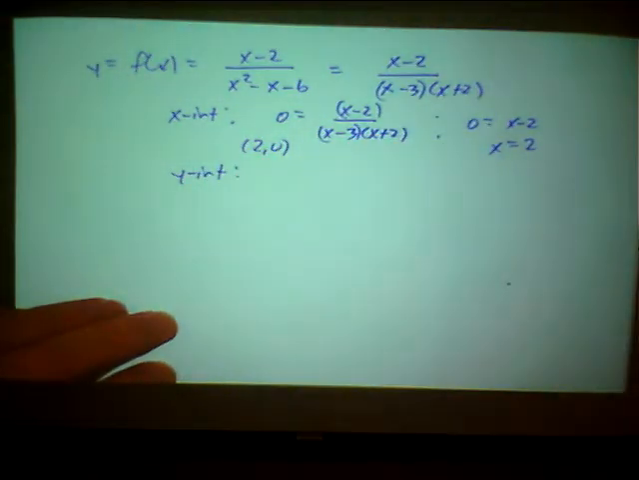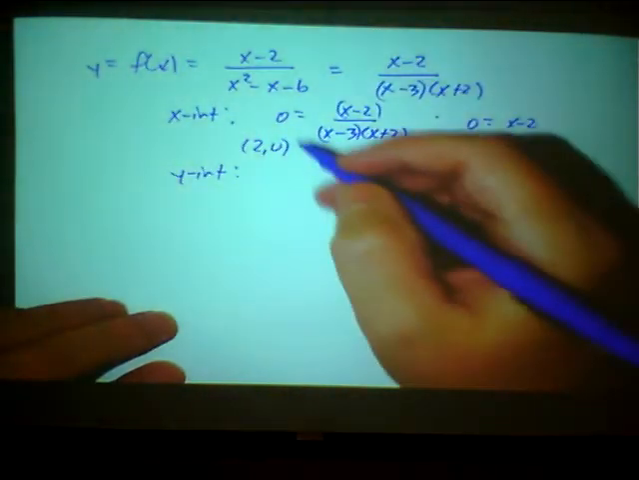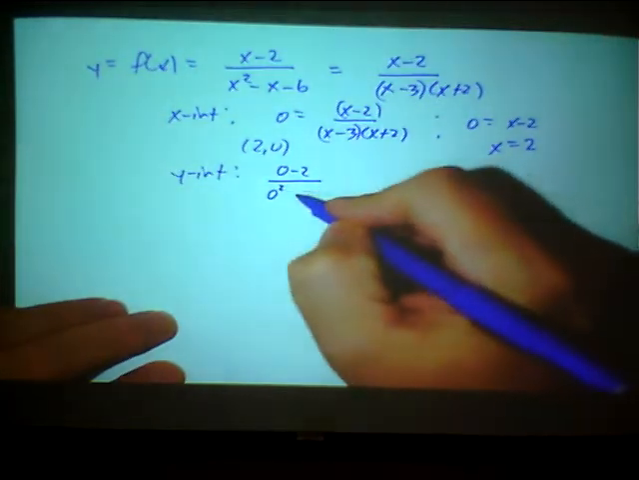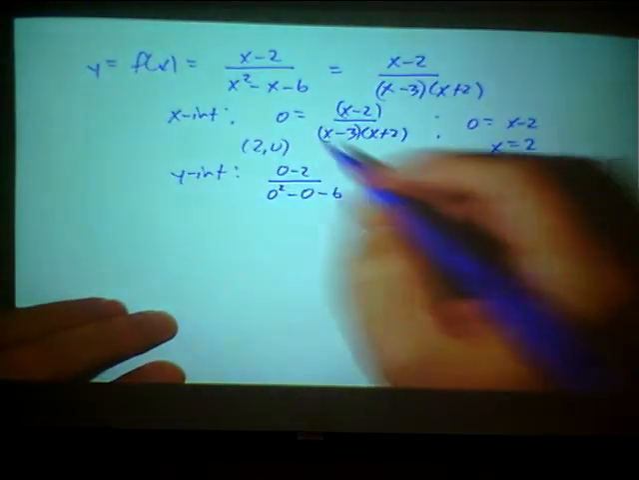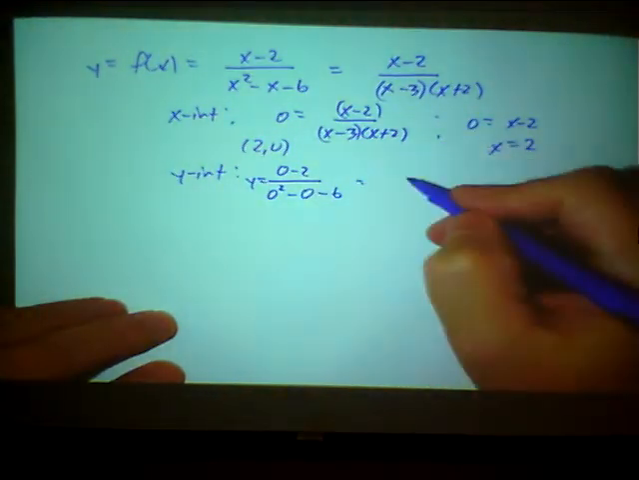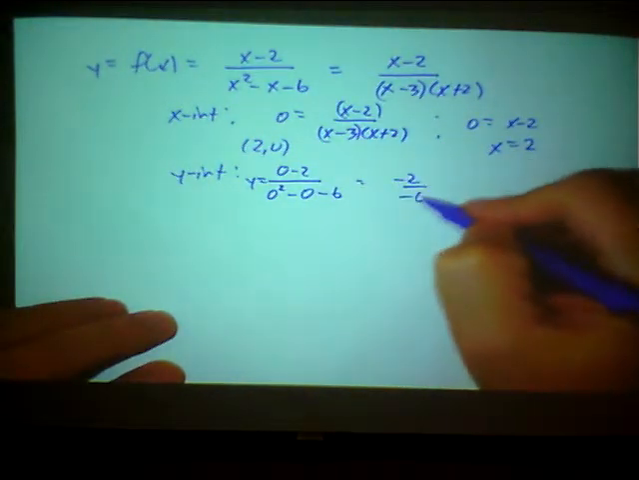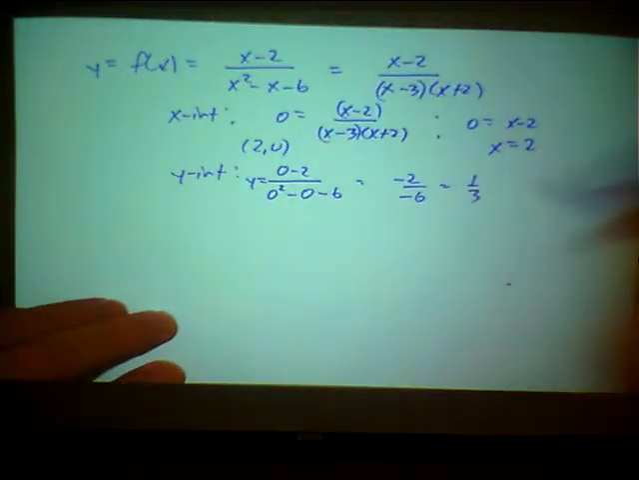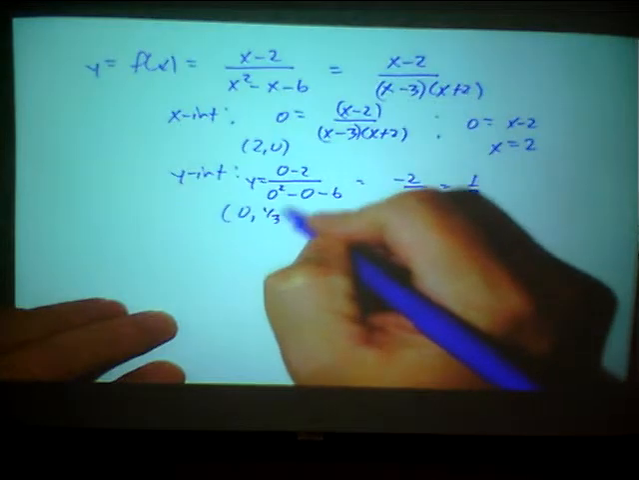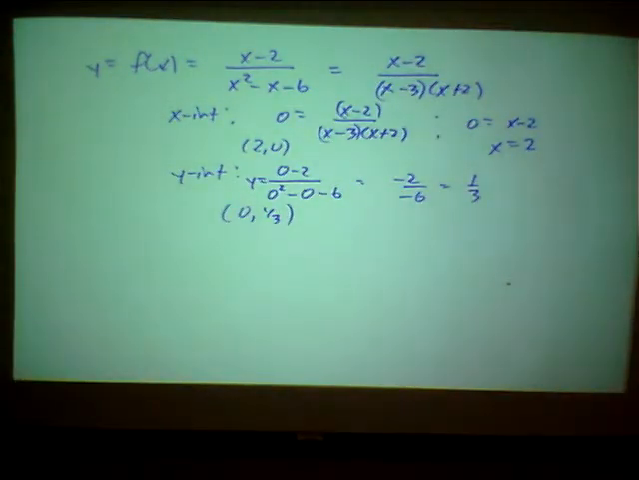For the y-intercept, you set x equal to 0. I'm going to use my original equation. It's a little bit easier when I set all the x's to 0. I end up with negative 2 over negative 6. It looks like I have an x-intercept of 1/3, I mean a y-intercept of 1/3. So therefore I'm going to have the point (0, 1/3).